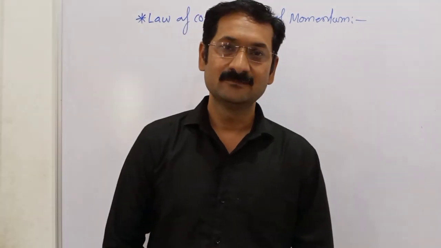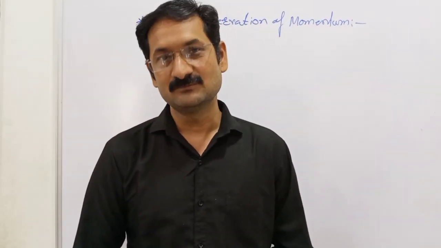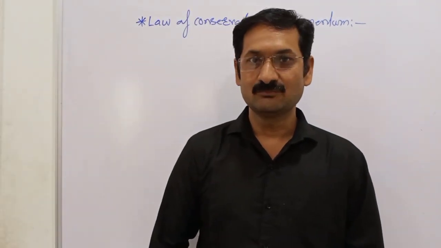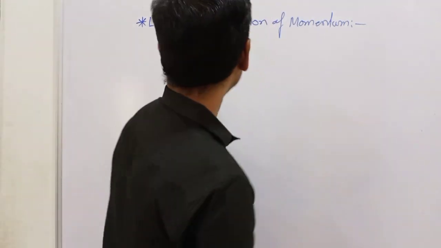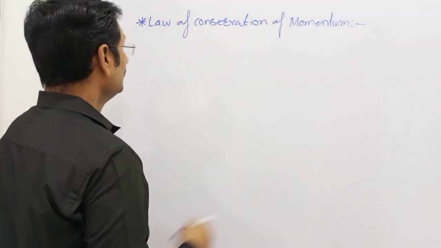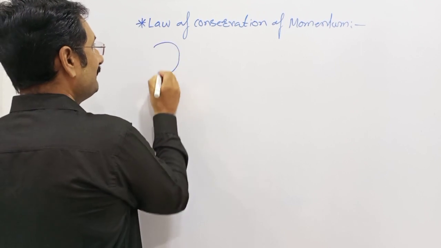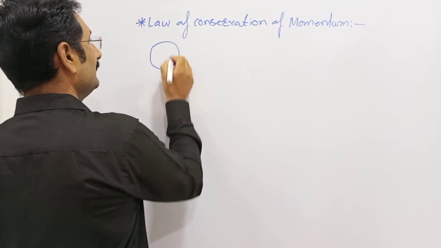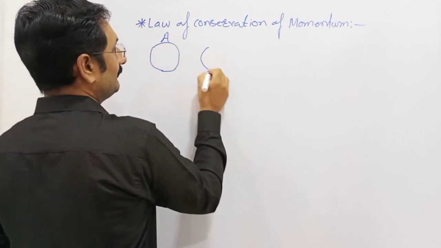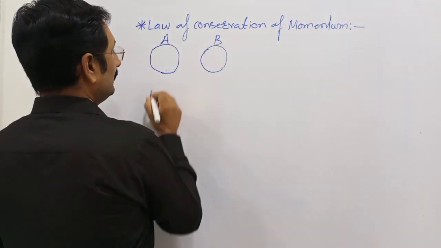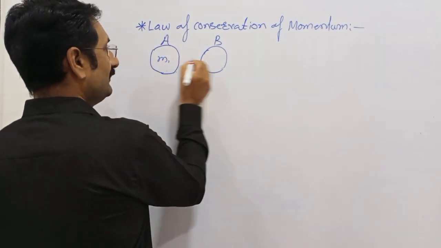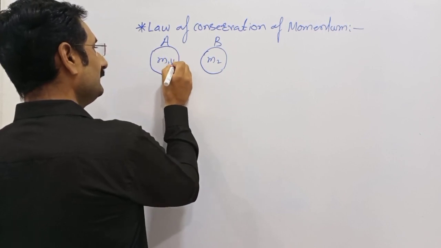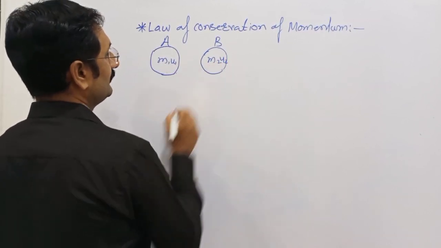Friends, in the last session we studied Newton's laws of motion, and today's topic is the law of conservation of momentum. So let's study the law of conservation of momentum. Let A and B be two objects. Suppose this is object A and this is object B. These objects have masses m1 and m2, and initial velocities u1 and u2.